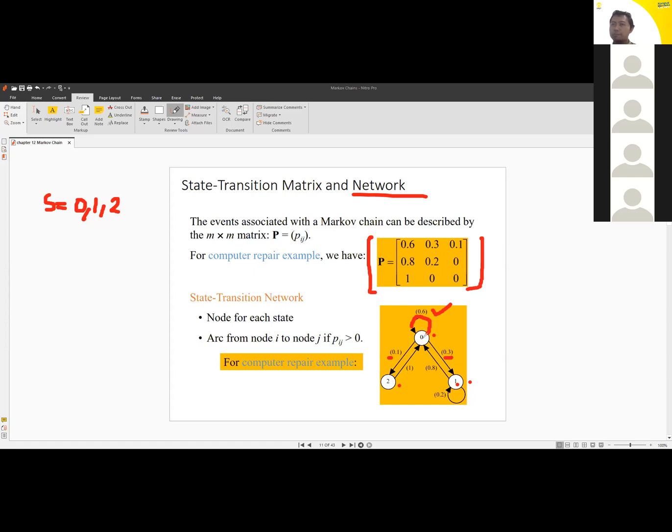And you can see the lines out from this point, we have 3: 1, 2, and 3. It means that the next condition would be the same as the current condition, so 0 to 0, or 0 to 1, or 0 to 2.